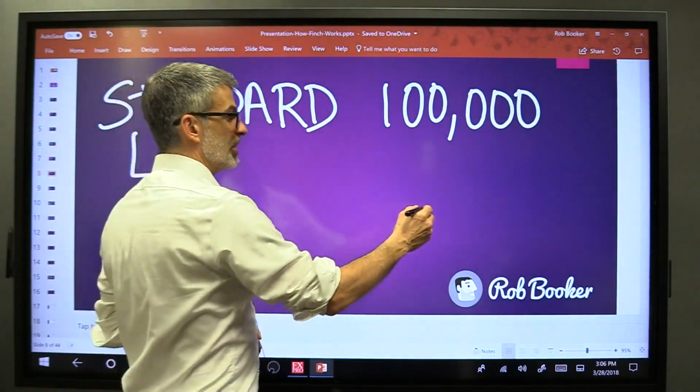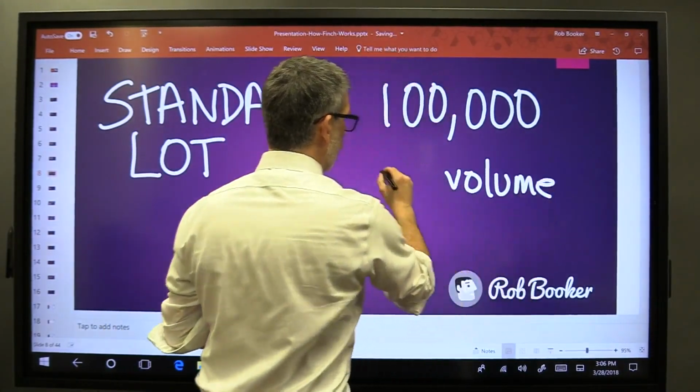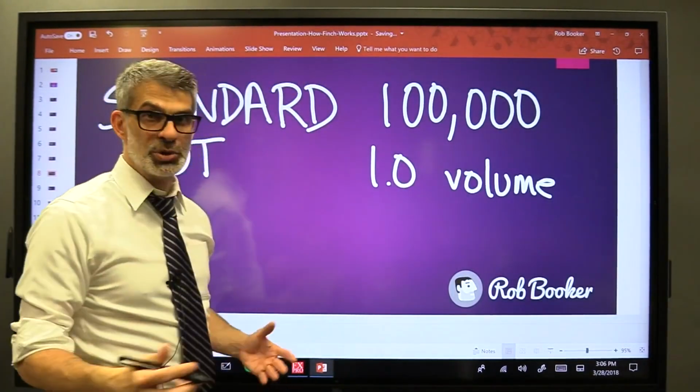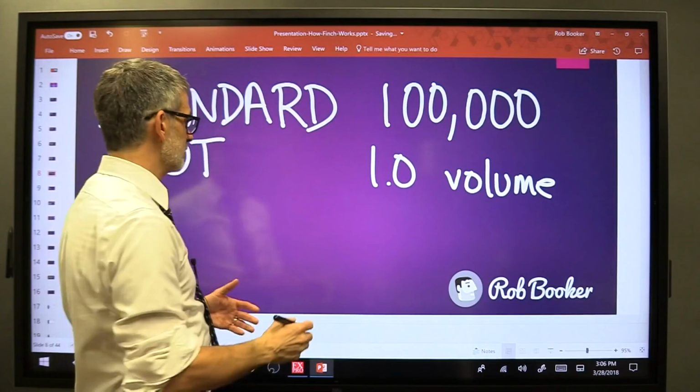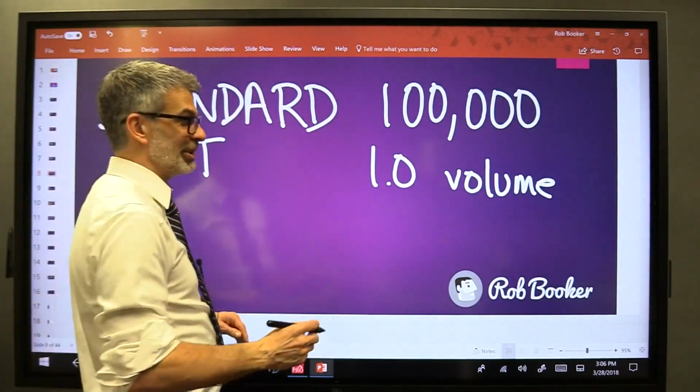And how would you quote that with volume? It would be a 1.0 volume, or trade size. One lot. That was what they used to call it. They didn't have to call it a standard lot because it was just the only one available.